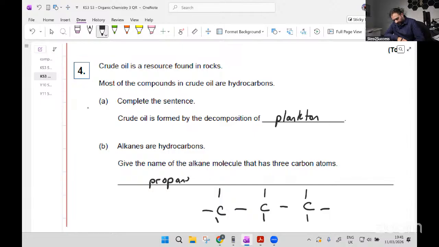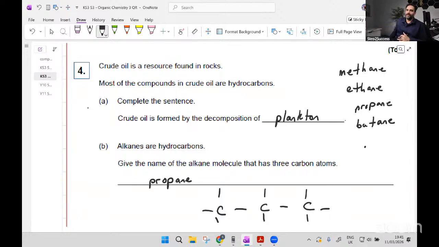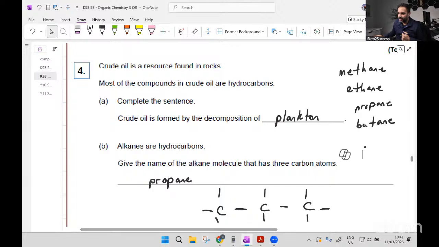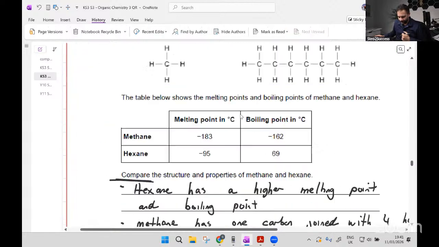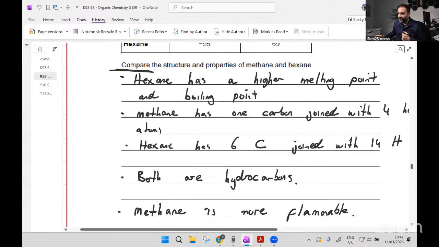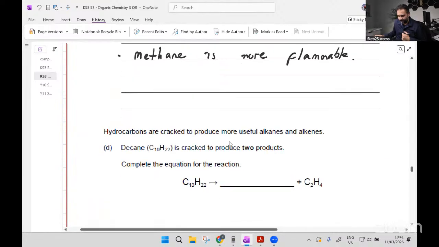The order is if there's one carbon, it's called methane. If there's two, it's called ethane. If there's three, it's called propane. If there's four, it's called butane. And after that, five, six, seven follow the shapes. So it's like pentane, like a pentagon, or hexane for a hexagon, and so on. But annoyingly, just learn the first four. I have done that question for AB. For C, I did earlier.